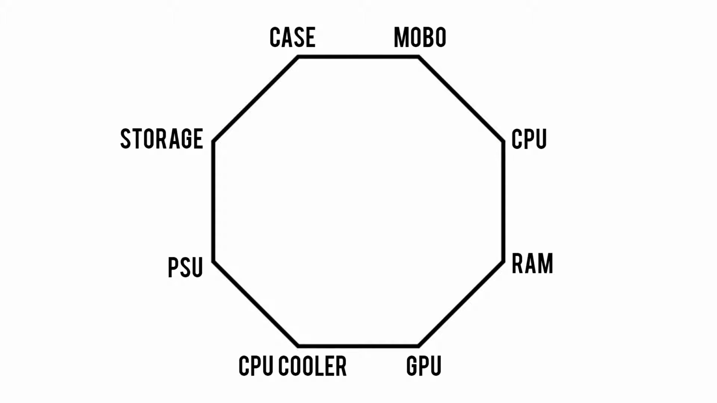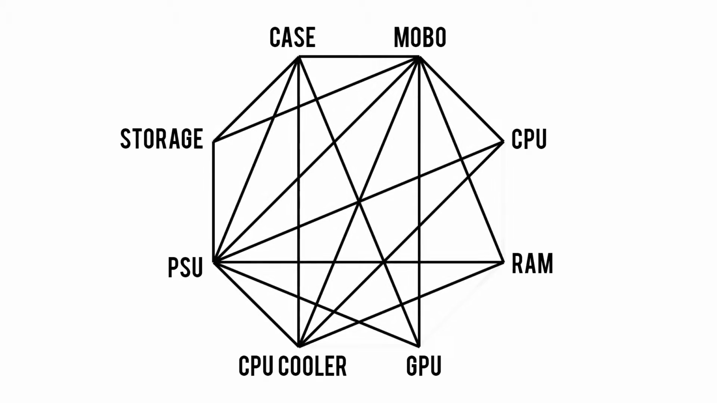Looking at the chart, you can think of each of these parts as a puzzle piece that needs to fit with certain other parts in the group to make a working computer. Here's what all the compatibility lines for every part looks like, and we'll be going over each of these today.